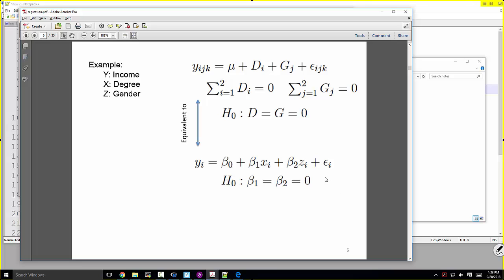In particular, I can write it like this: beta 0 plus beta 1 xi plus beta 2 zi. And now my null hypothesis that's equivalent to the Anova null hypothesis is that both of those beta coefficients, beta 1 and beta 2, equal 0. Beta 1 is a degree effect. Beta 2 is a gender effect. Is there any effect, is the Anova question. So if there is no effect, then both of those would be equal to 0.